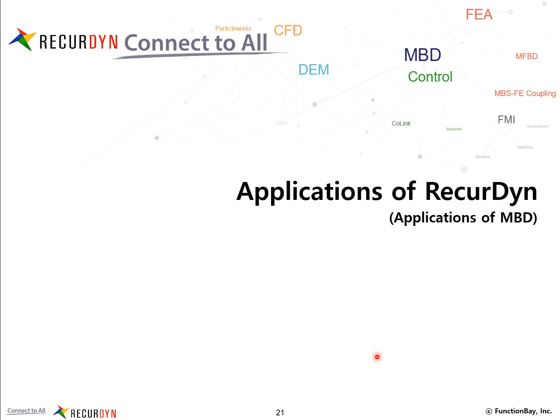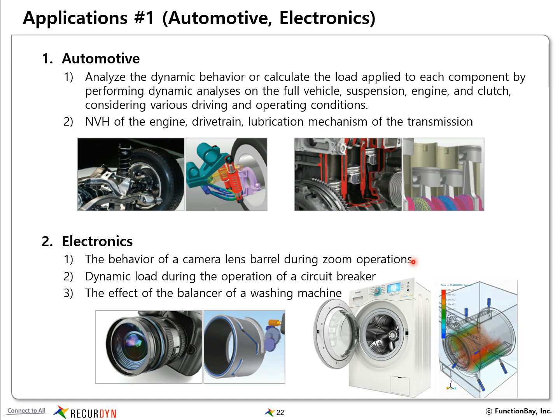I will show you the industries where RecurDyn is mainly used. RecurDyn is mainly used for the simulation of multi-body assemblies in motion, especially when user wants to analyze transient behavior or characteristics. MBD software is inevitable. RecurDyn is used widely in automotive and electronics industry. For example, suspension of a car, engine simulation, or lubrication mechanism in the transmission can be analyzed using RecurDyn. In electronics, zoom lens mechanism of a camera, circuit breaker, or the balancer in a washing machine are the frequent applications of RecurDyn.